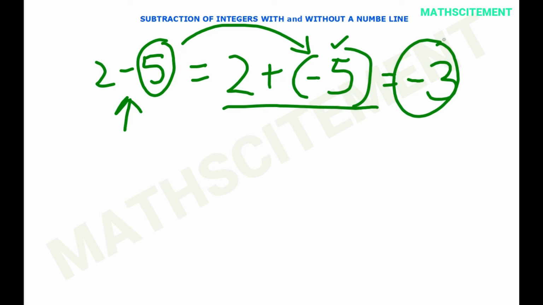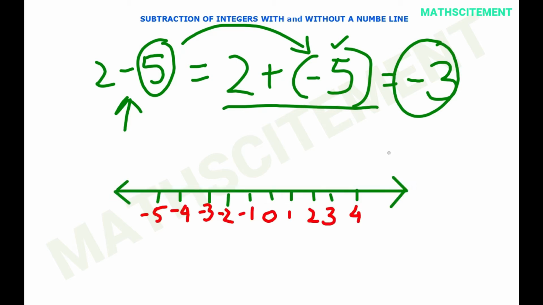Let's subtract on the number line now. The first integer is 2 and it will be our starting position on the number line. We learned in our previous video that when we add a positive integer, we move right on the number line, and when we add a negative integer, we move left. So to add minus 5, we walk 5 steps to the left and we reach minus 3. So 2 minus 5 gives minus 3.